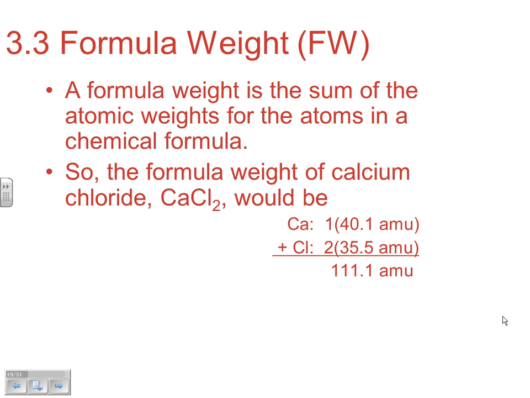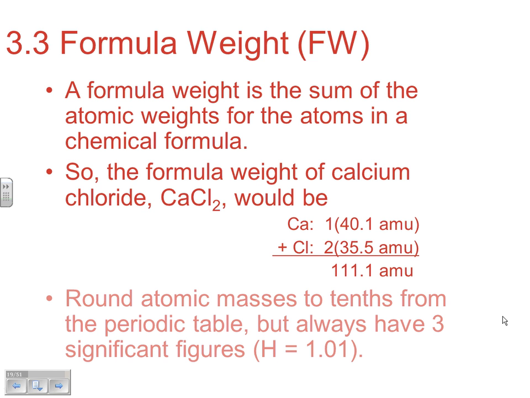So calcium chloride, we would traditionally represent as 111.1 atomic mass units. Round atomic mass units to tenths from the periodic table, but always make sure you have at least 3 sig figs, because most of your measurements are going to have 3. Like I said, there may be situations where you need 4 sig figs, and that may mean you have to go to more significant digits than just the tenths place. So it really depends upon the problem.